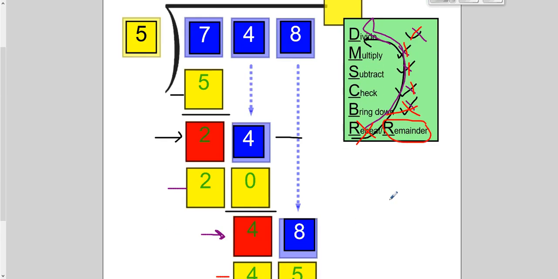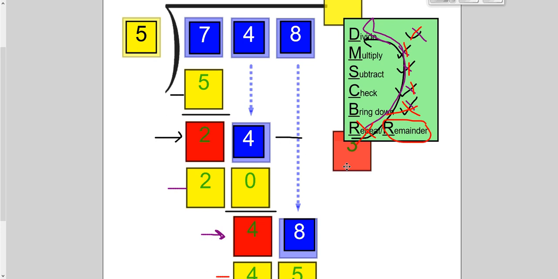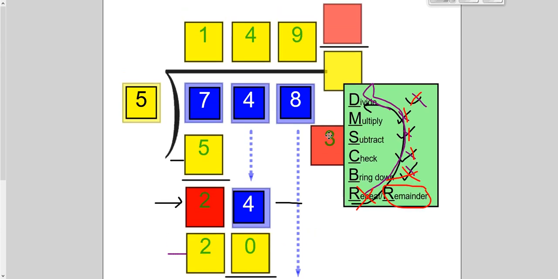And what I want to do is I'm going to bring my remainder up. My remainder becomes the numerator. My divisor is my denominator. So my final answer of 748 divided by 5 is 149 and 3/5.